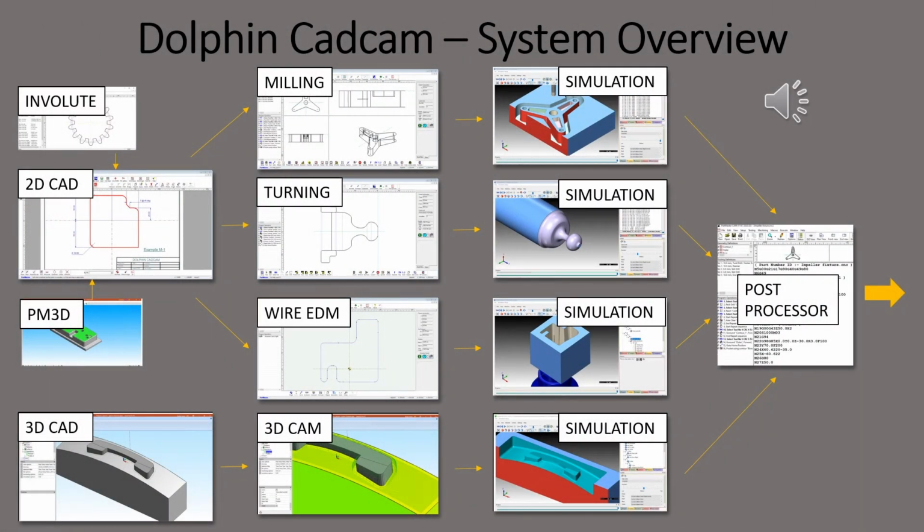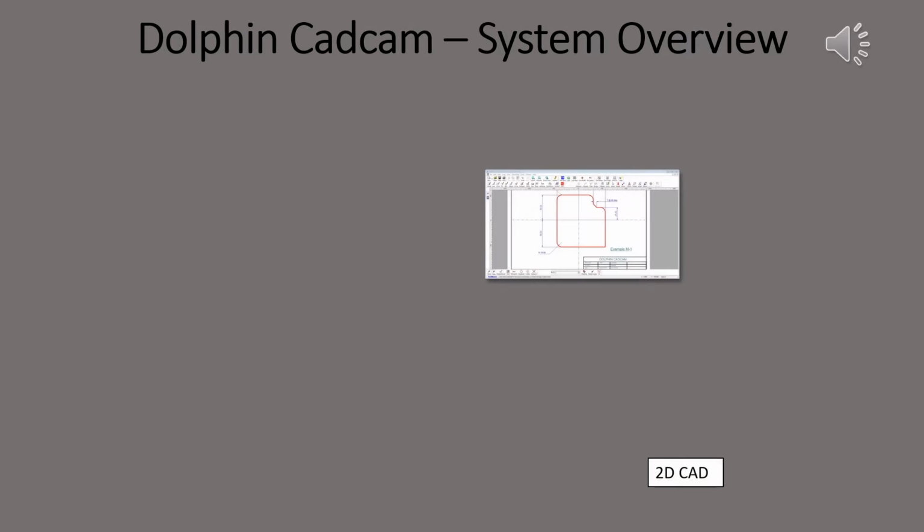This is an overview of the Dolphin Cadcam system. We have milling, turning and wire EDM modules. The starting point for many operations is the 2D CAD system, where we can create the geometry or import DXF files.